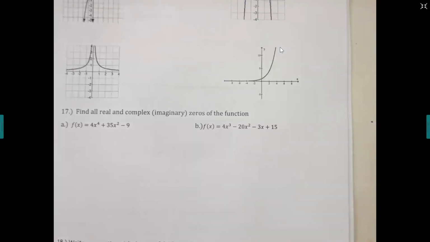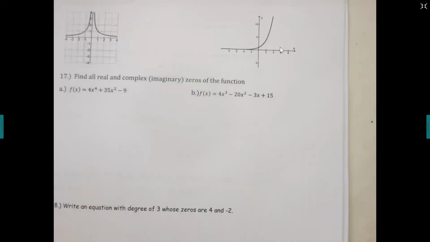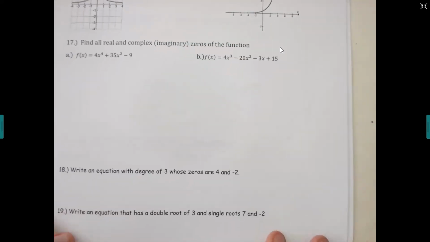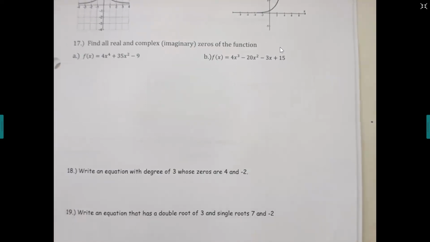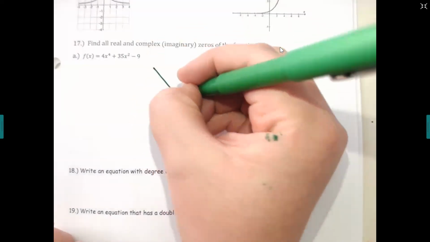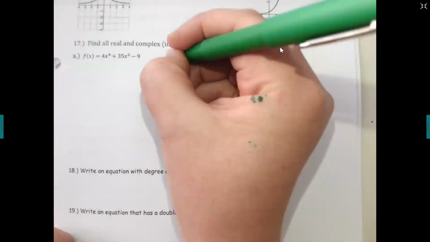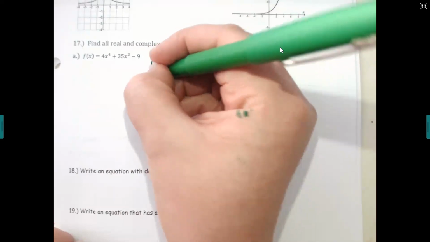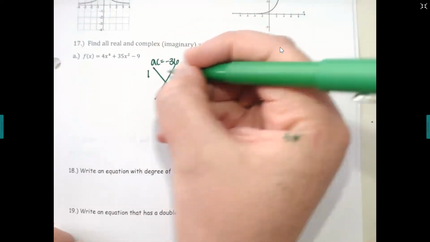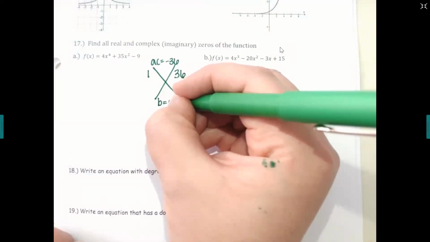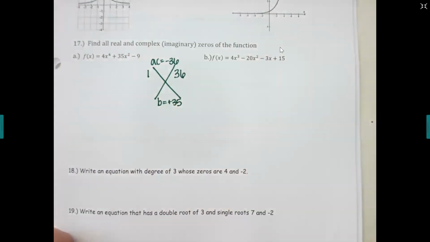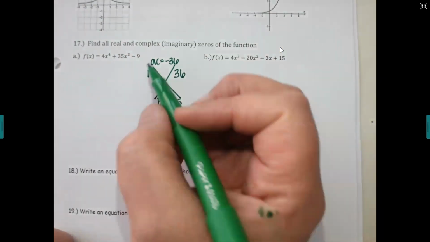Okay, let's resume. We're just gonna do maybe like a couple more things and then you'll have the rest of class to work. So 17, your numbers in your chart, I'm not gonna do the whole thing. But it should have been A times C was what? -36. Uh-huh, and then we're gonna do 1 times 36. But then I wanna keep my B a positive 35, which means where am I gonna put the negative? On the 1, very good.